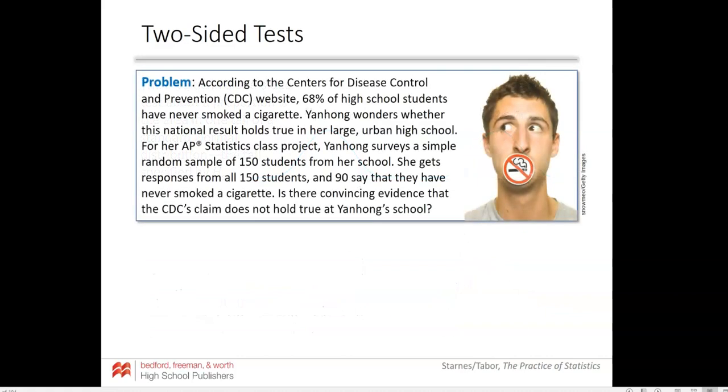Okay, so this might be an example of a two-sided test. According to the Centers for Disease Control, 68% of high school students have never smoked a cigarette. This person wonders whether this national result holds true in her large urban high school. For APSTAT's class project, she surveys a random sample of 150 students from her school. She gets responses from 150 students, and 90 say they have never smoked a cigarette. Is there convincing evidence that CDC's claim does not hold true at her school?